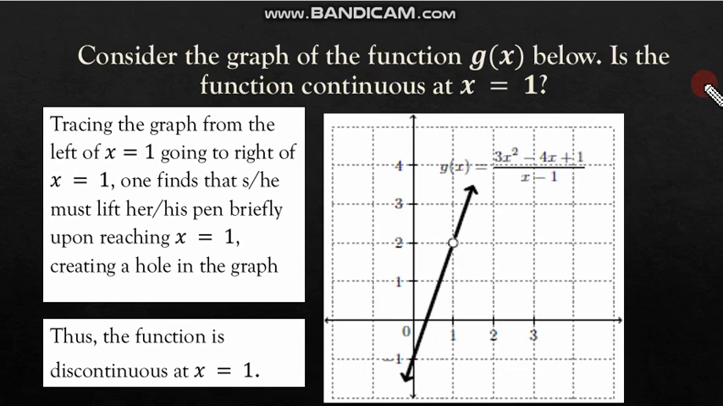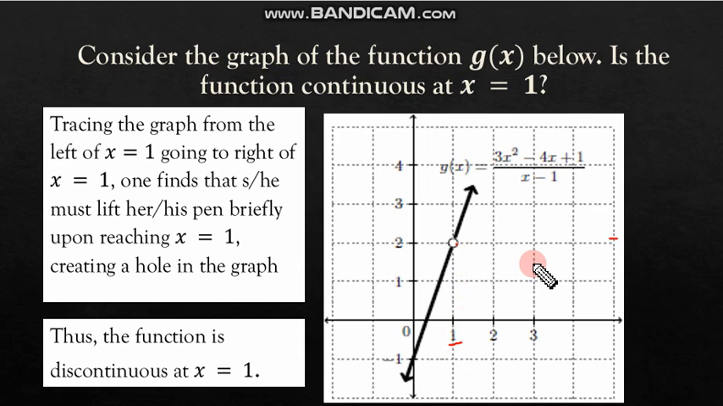In the next example, we have a function g of x which is equal to 3x squared minus 4x plus 1 all over x minus 1, with a graph here. So the question is, is the function continuous at x equals 1? Now we will determine if the function is continuous at this point, x equals 1, which is here.